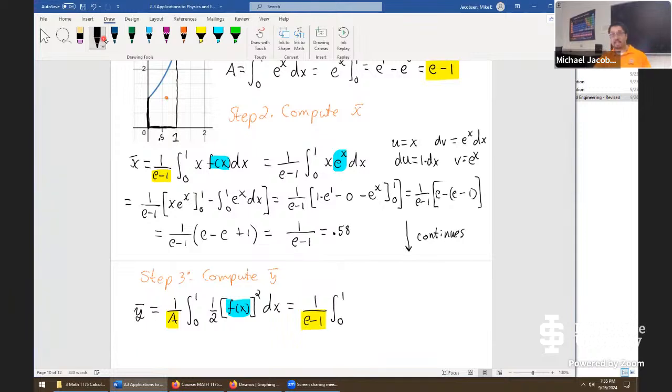Limits of integration are already in at 0 to 1. There's 1/2 times. We're taking e to the x squared, so that's going to turn into e to the power 2x.